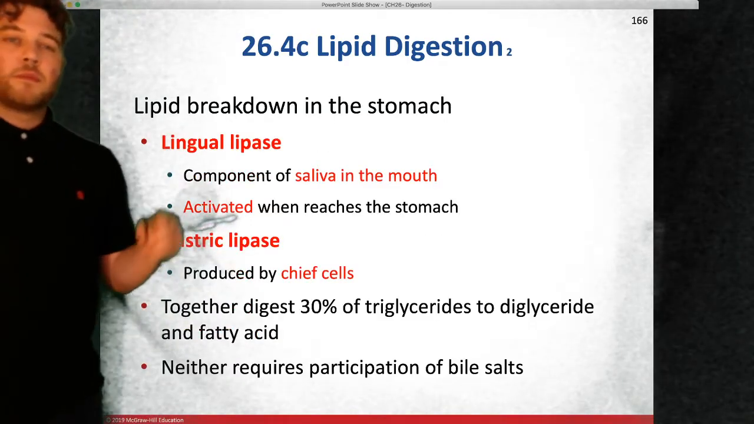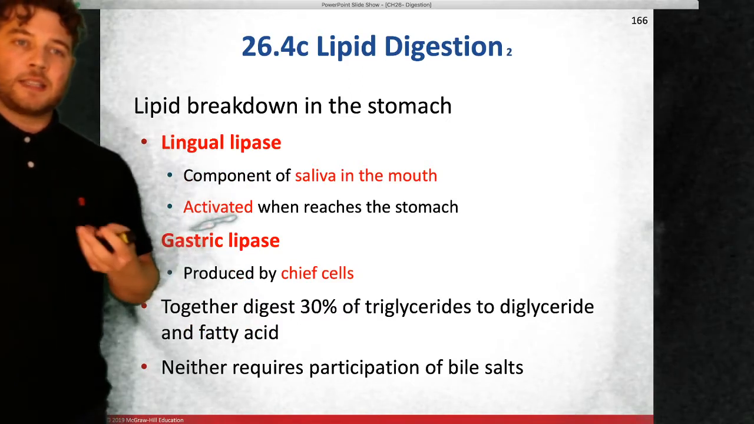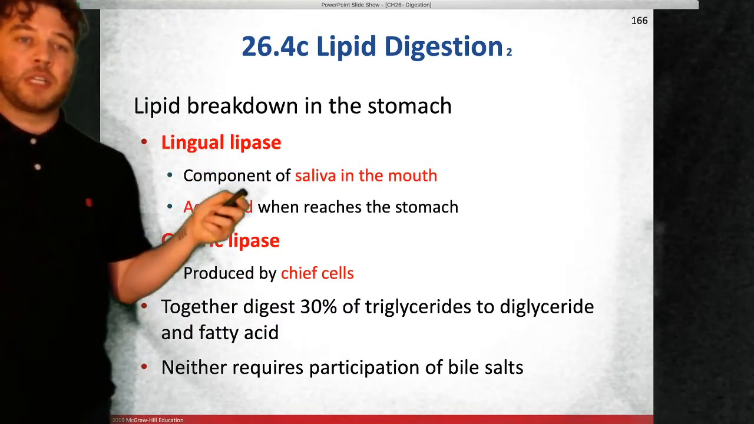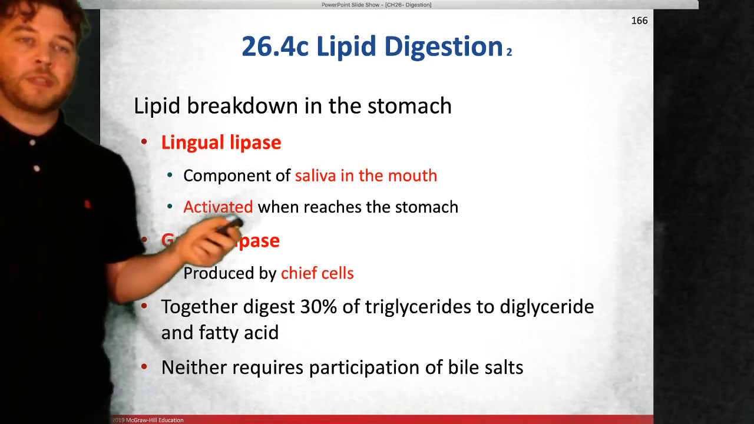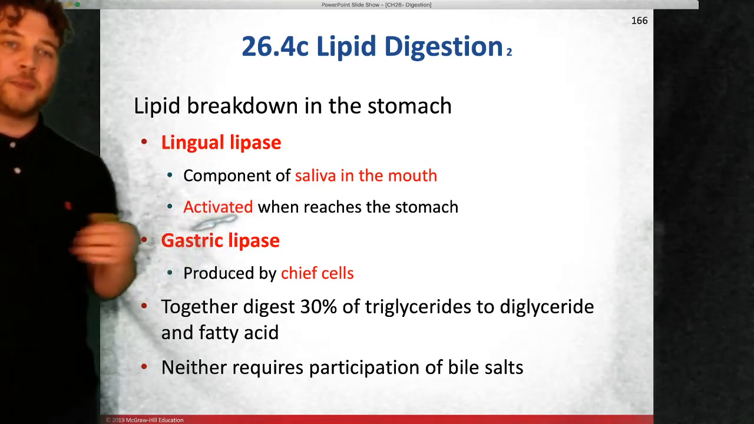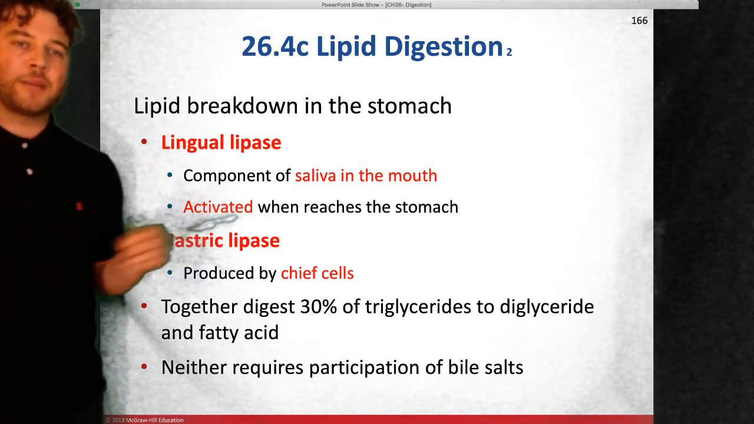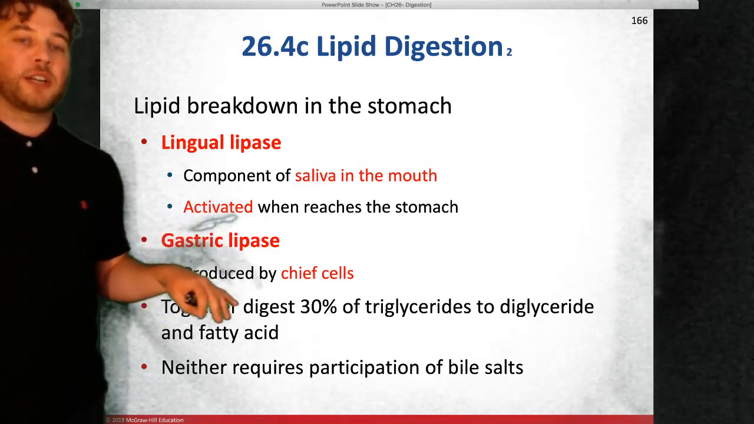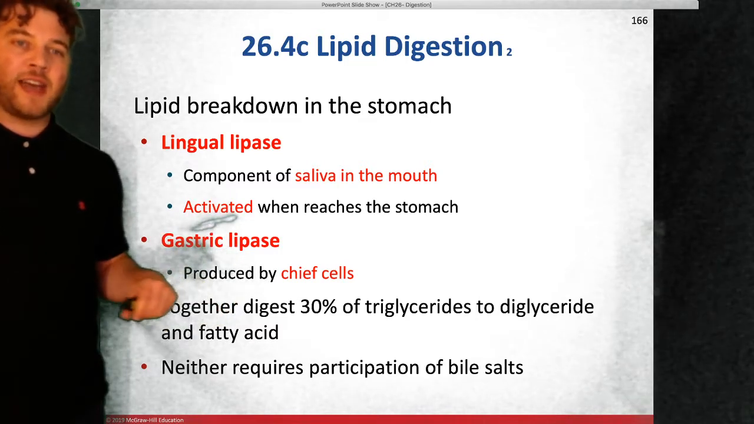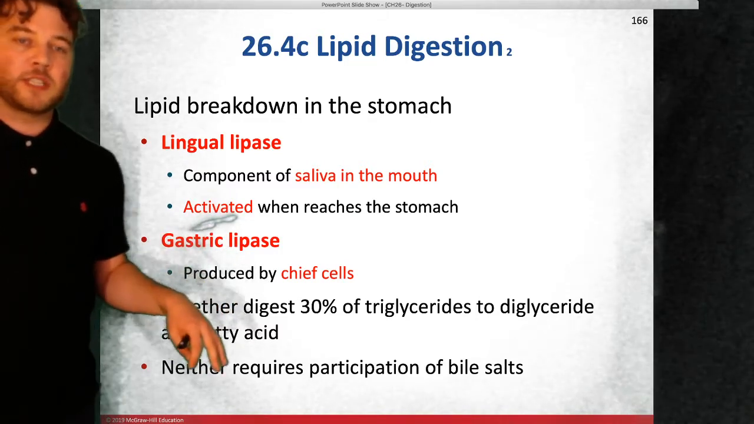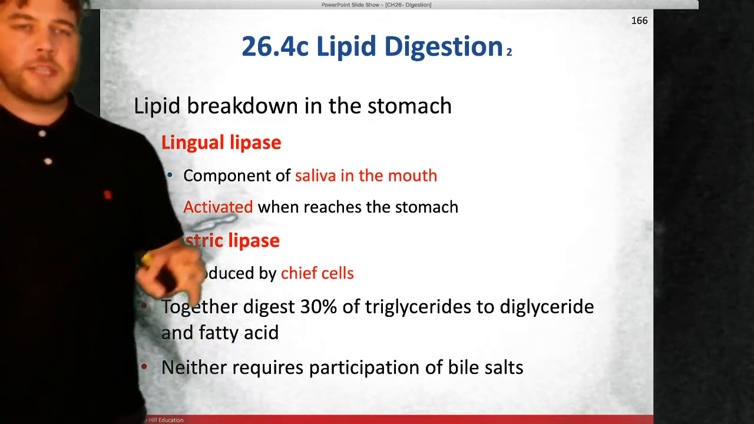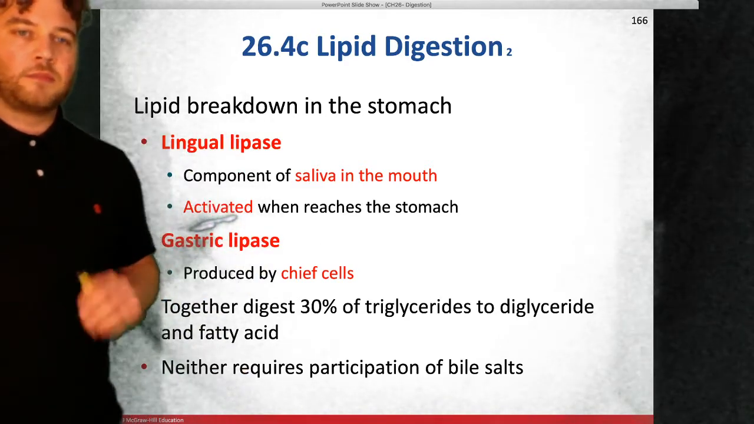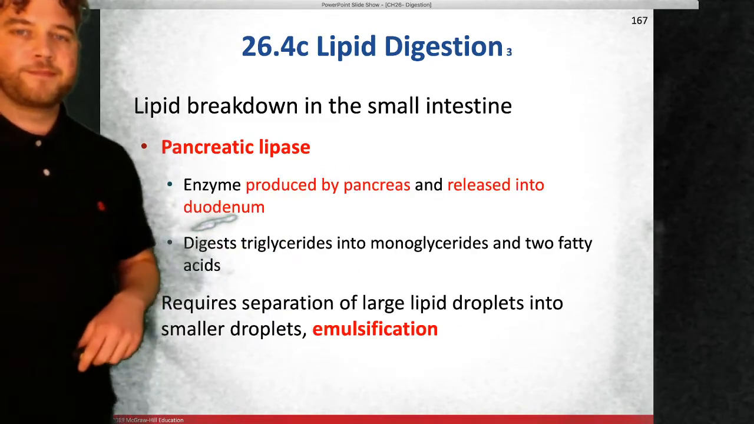Lipid digestion begins in the stomach, but it's lingual lipase, a component of saliva, that starts it. That will be activated when it reaches the stomach, that low pH. You also have gastric lipase that is produced by chief cells. Together they digest 30% of triglycerides to diglycerides and fatty acid. Neither requires participation of bile salts. So at this point we're digesting lipids with lingual lipase and gastric lipase, not requiring bile salts.